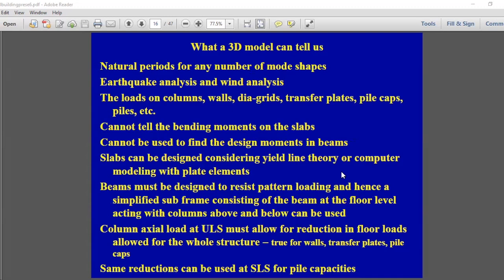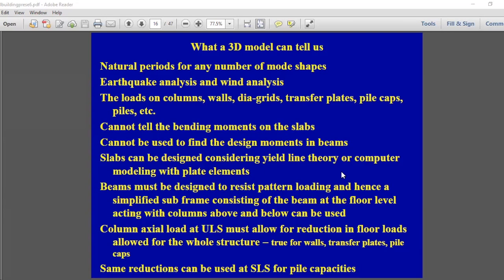And the first thing that you can get is natural period for any number of mode shapes. So natural period of vibration for first mode, second mode, third mode, all can be obtained. But when you are calculating the natural period of vibration, you have to be careful, because you are now following dynamics. You know the natural period of vibration depends on the mass of the structure. And mass depends on what mass you have asked the program to take care of.